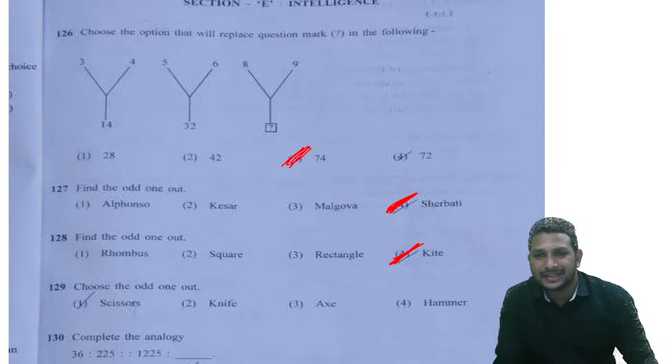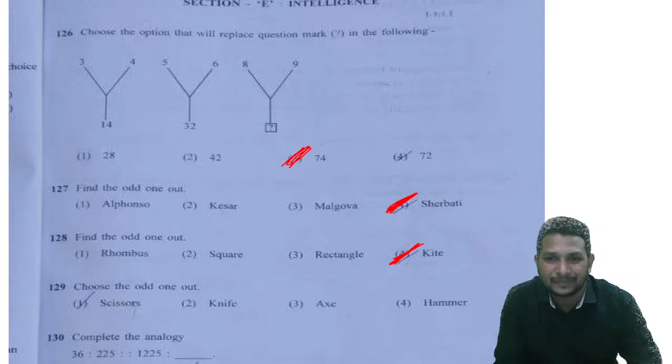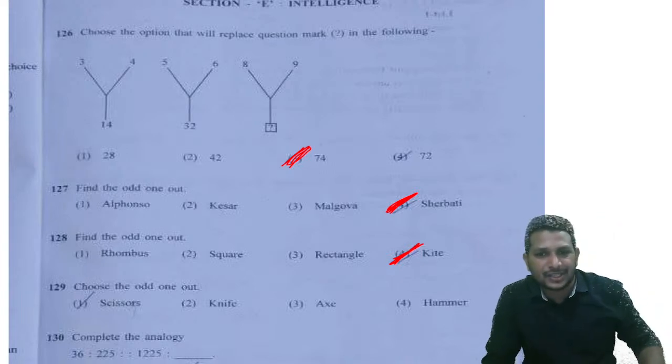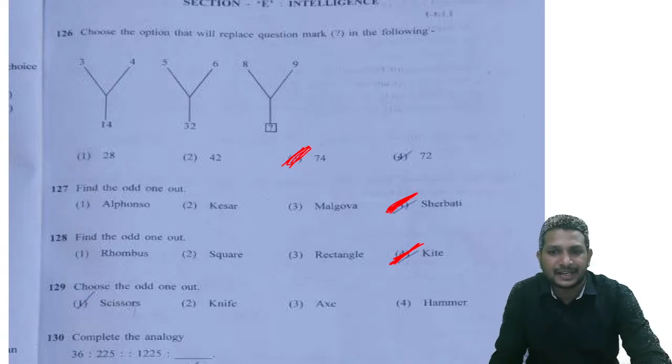Yes, Radhika, it's very difficult. I can't say it's a very easy one. Okay, 74. Yes, option C. Okay. Now, let's see the next question. Kite is the answer, correct?